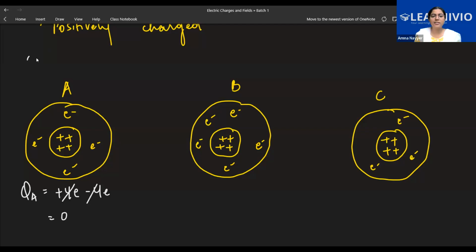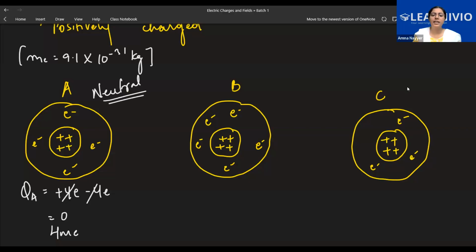And see, mass of a single electron is 9.1 into 10 to the power minus 31 kg. This is the mass of a single electron, Me. So if 4 electrons are present in this atom, the mass is going to be 4 Me. Now, when I say this is 0, what kind of object is this, Ali? Positively charged, negatively charged? Neutral. Neutral, right. It is neutral. The net charge is 0, right?